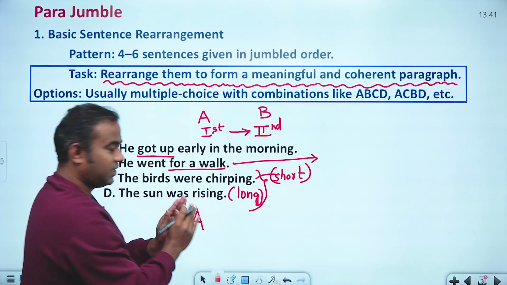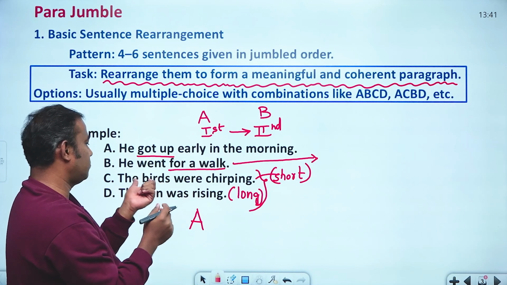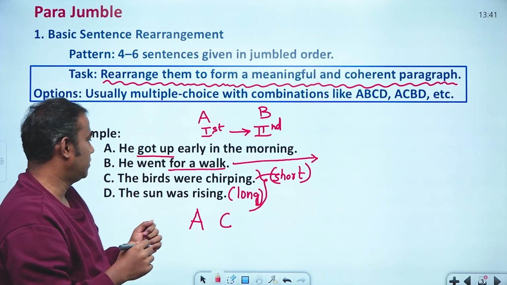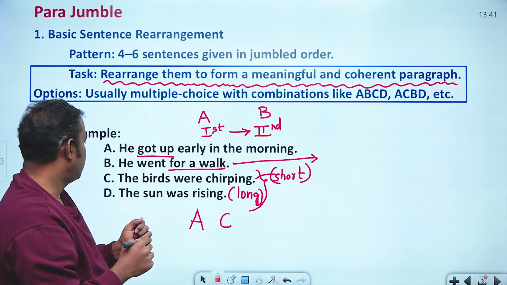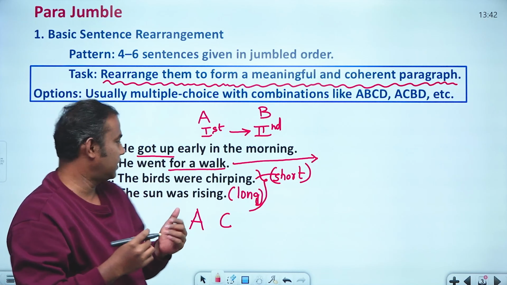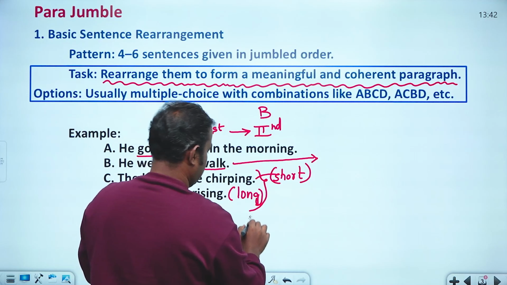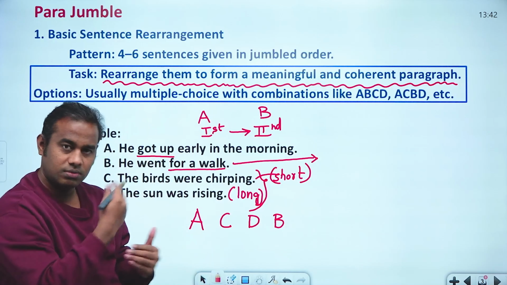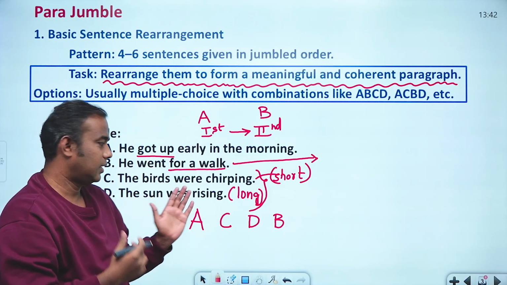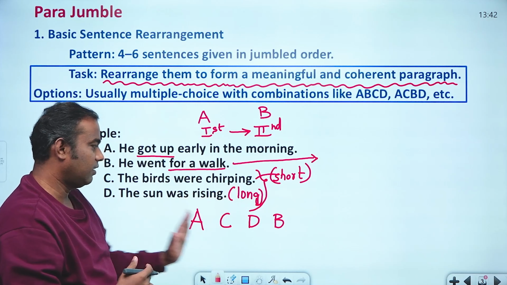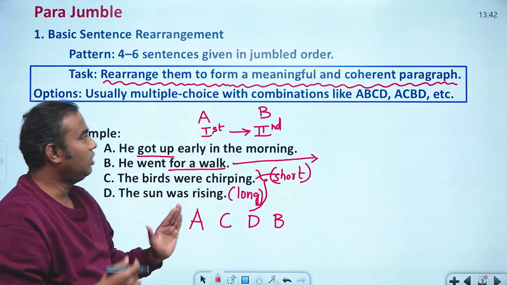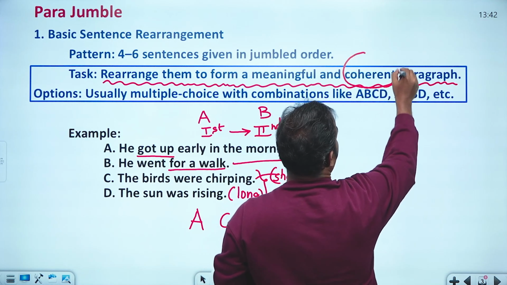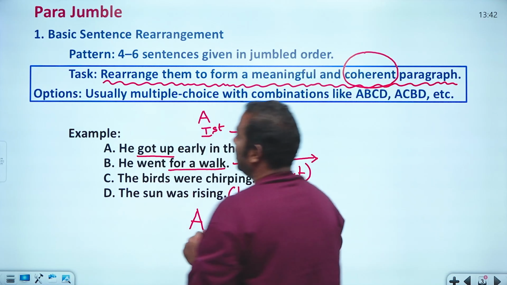This event is a very long event, but the shortest event is this one, right? So A, B, this one, and then the sun we can write like this. Then the sun was rising, then he went for a walk. So after the sunrise, he went for a walk. That's a somewhat meaningful sentence here. So you need to understand the combinations here. That coherence is what they're generally asking, and also you have to make a meaning here.